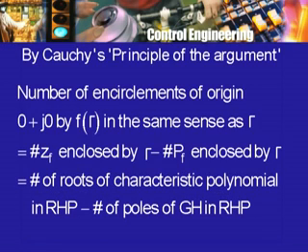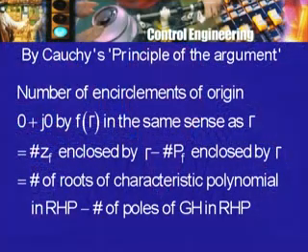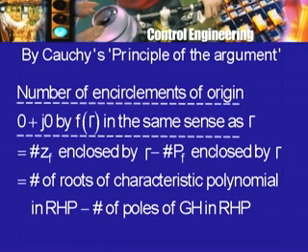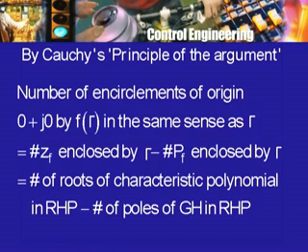Now let us consider a special case. The special case is when there are no poles of GH in the right half plane, that is, all the poles of G and H are in the left half plane, and we want the system to be stable. So the number of roots of the characteristic polynomial in the right half plane is required to be 0. In that case, what do we have here? This number is 0, this number is 0. So 0 minus 0 is 0. Therefore, the number of encirclements of the origin by f gamma in the same sense as gamma should be 0. That is, it should not encircle the origin at all.